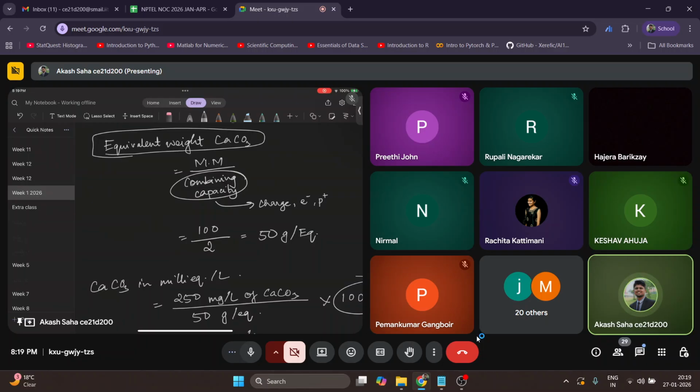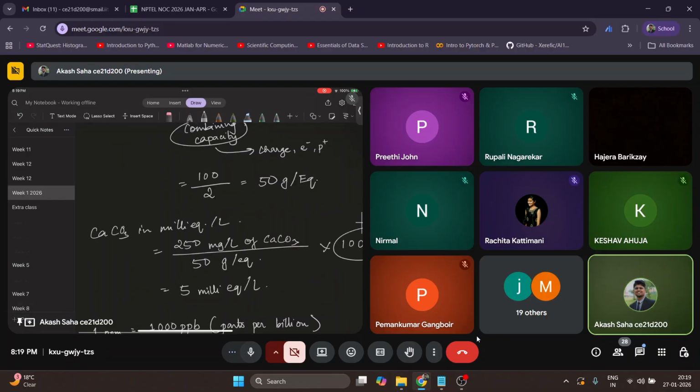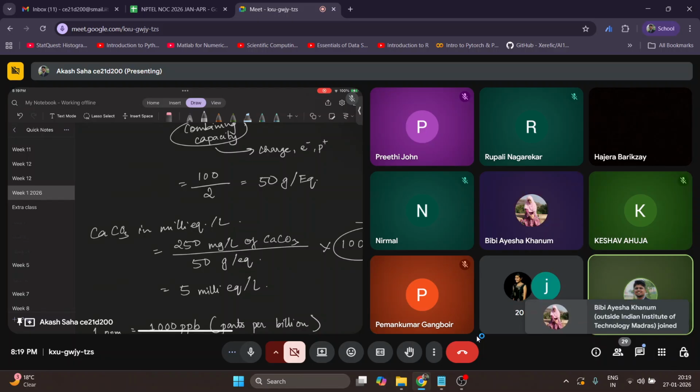Somewhere it is the charge, somewhere it is the valency, or somewhere it's the number of electrons or protons that has been donated. For calcium carbonate, we can see it is Ca2+ and CO3 2-, so the charges are 2, and we can directly divide by 2. Once we get the equivalence per liter, then just divide by the concentration given in the question. So 5 milliequivalents per liter. This is the tricky part here.